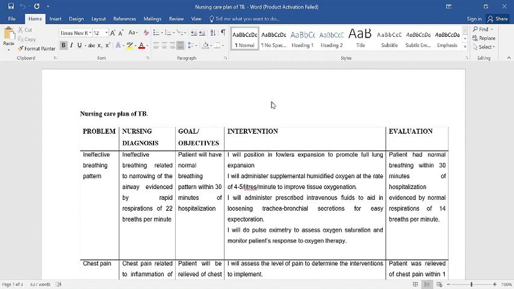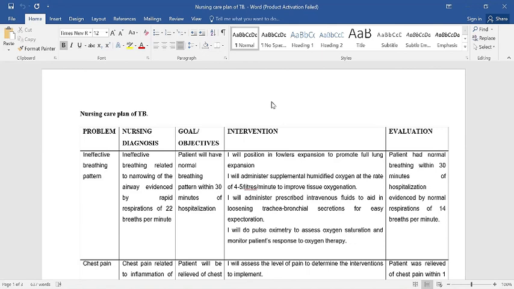The last point is I will check the oxygen saturations using a pulse oximeter to monitor the patient's response to the oxygen therapy. So we're going to make sure that we check the oxygen saturations using a pulse oximeter to note if the patient is responding to the supplemental oxygen that we have given. So those are the interventions that we have under ineffective breathing pattern.